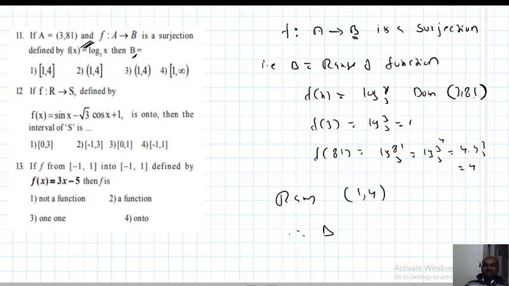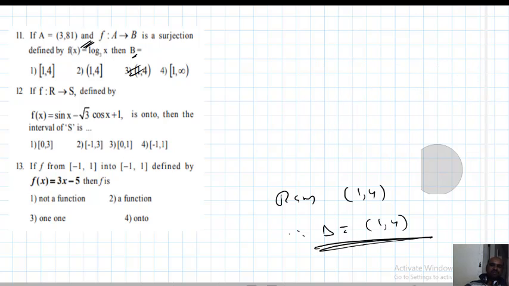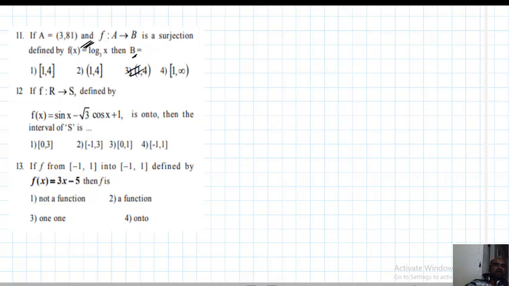So what is B? I can say B equal to open 1 to 4. My answer is 3. Okay, students, this type of problem is important. If a function is surjective, find B. If a function is surjective, find codomain. What is the meaning of that? Just to find the range.